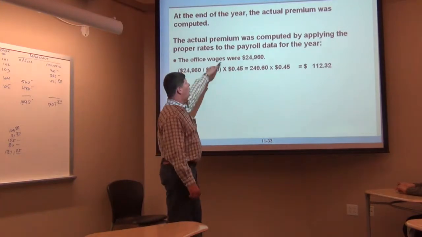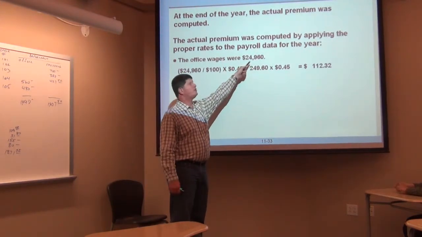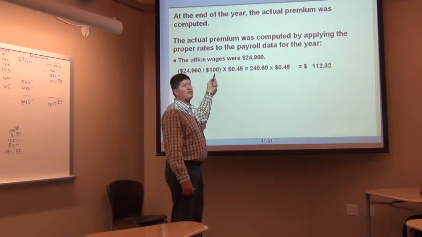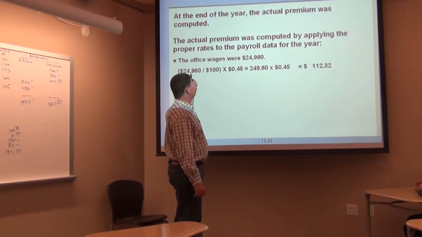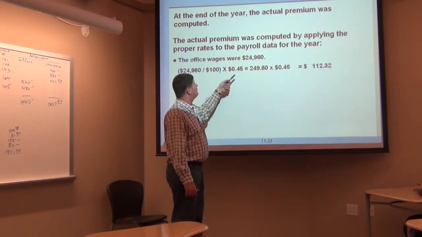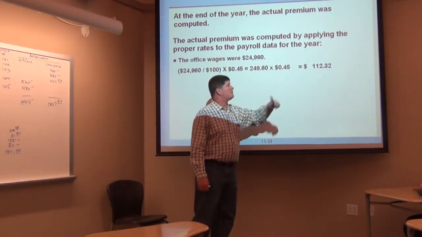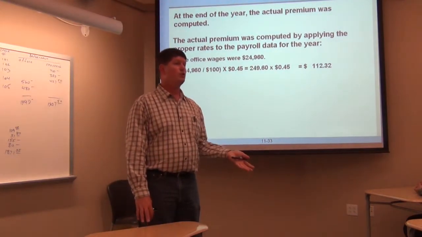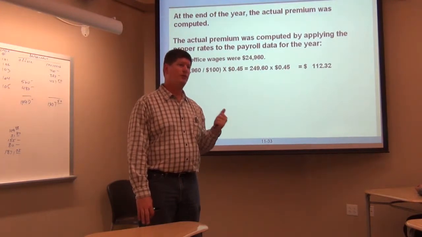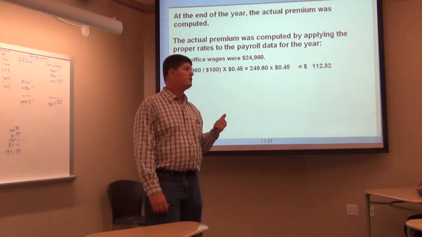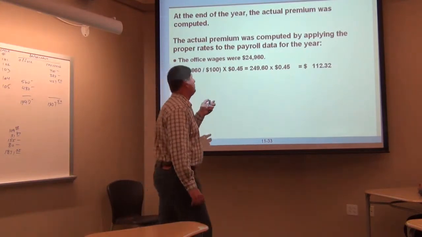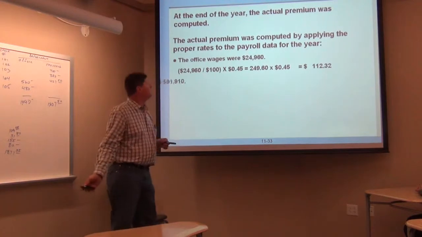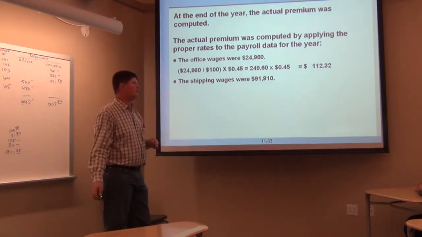Okay. Office wages were $24,960 for the whole year. 24,960 divided by 100 is 249.60, times 0.45 is $112.32. That would be your insurance premium for the office workers. Everybody follow me? So they don't round? No, we're not rounding. It's not like a federal tax return. I'm sorry, I misunderstood what you said earlier.